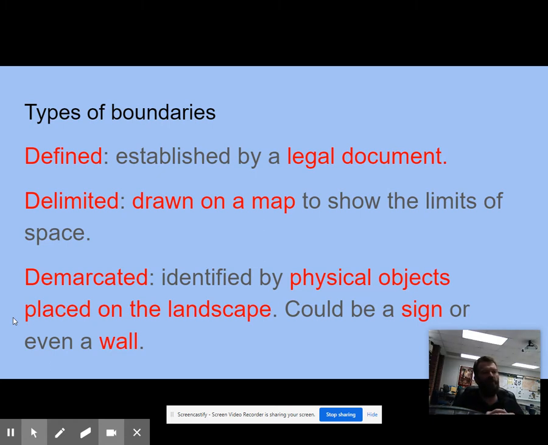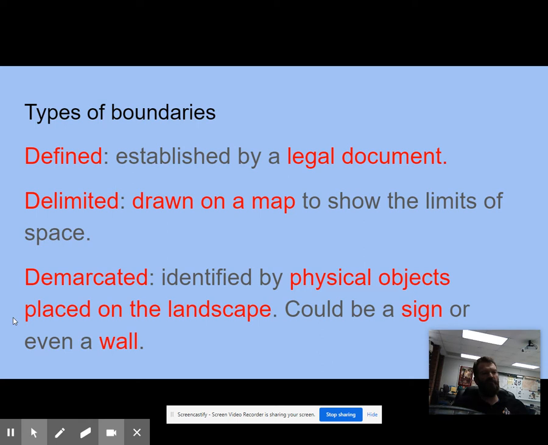There's a defined boundary that's established by a legal document. The boundary between the United States and Canada is that straight line that runs right above Montana and North Dakota. That's a defined boundary. And there's a legal document, an agreement. I can't remember the name, but it was between Canada and the United States. I know the Adams-Onis Treaty is what worked out the line between the state of Washington and British Columbia in Canada, and that continues that straight line. So that's a defined boundary.